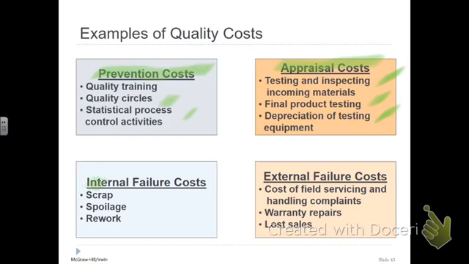We can talk in terms of internal failure costs, things like scrap, spoilage, and having to rework it. And then we can talk in terms of external failure costs: the cost of servicing, field servicing, warranty repairs, lost sales. You get a bad reputation, and individuals don't buy your product anymore.